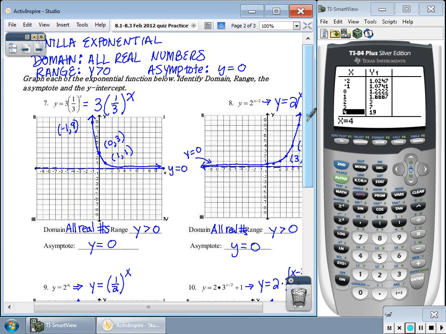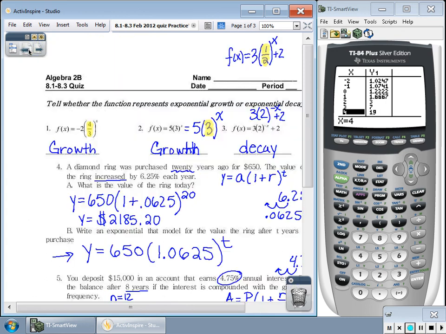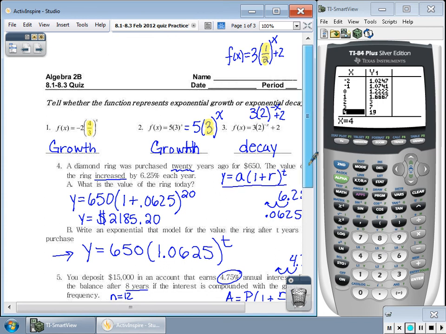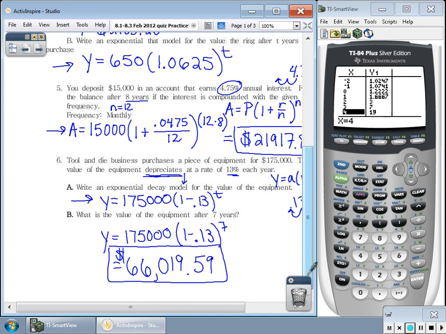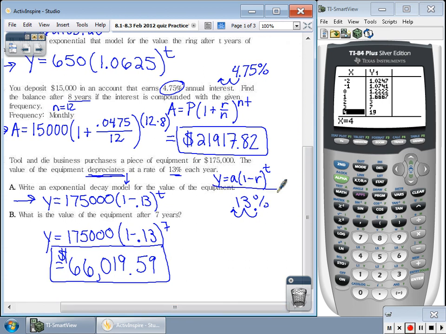So I hope you all study hard. You need to remember this stuff up here, and you need to remember that exponential growth is y equals a times 1 plus r to the t. Exponential decay is y equals a times 1 minus r to the t. This formula right here will be given to you.